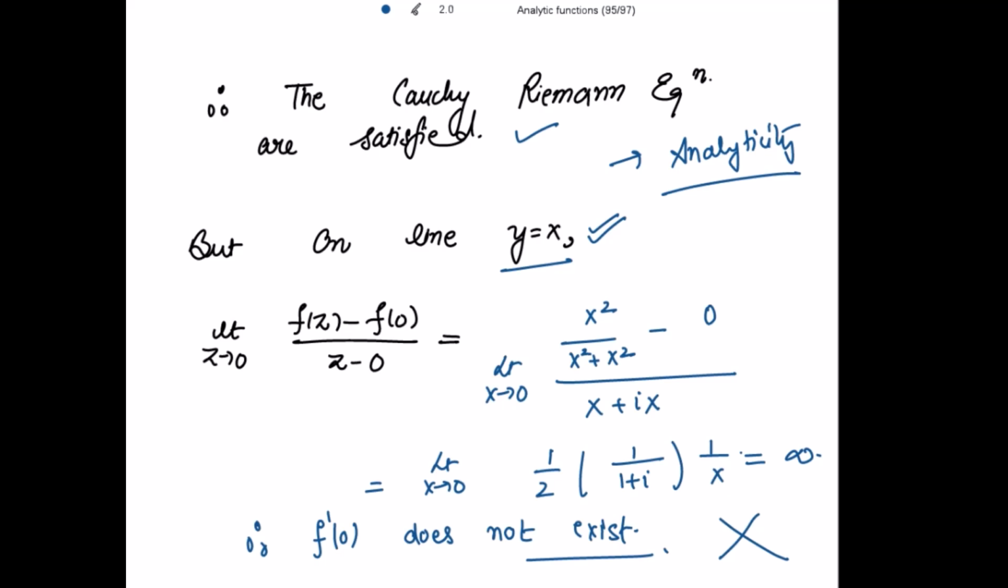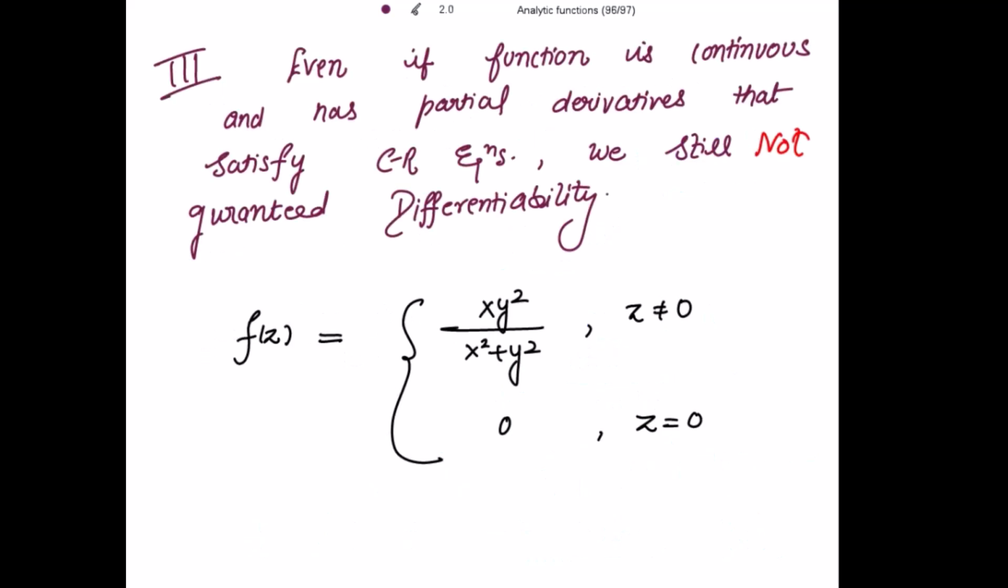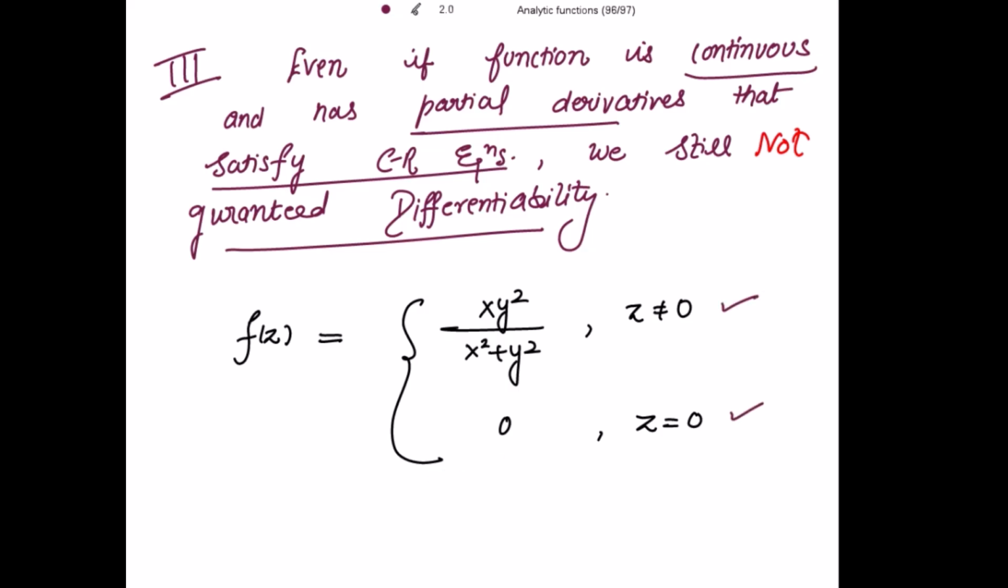Okay, let's consider one more function. Here it is written that even if a function is continuous and has partial derivatives that satisfy CR equations, we are still not guaranteed differentiability. Very important. We have found such a function. If I take f(z) to be xy squared divided by x squared plus y squared, where z is non-zero, and 0 where z equals 0, differentiability is not guaranteed.